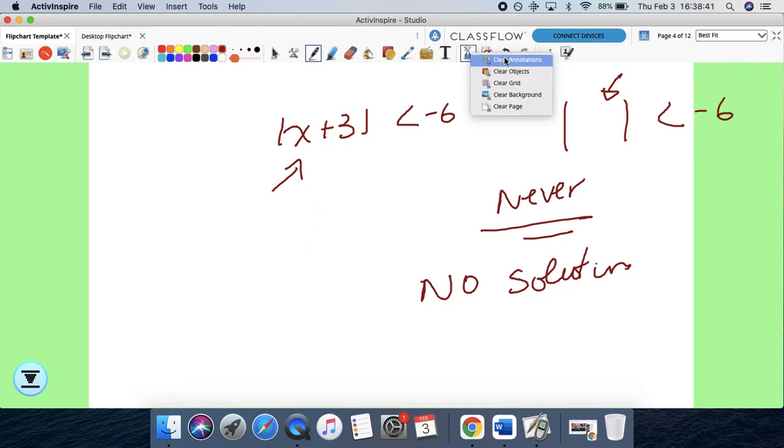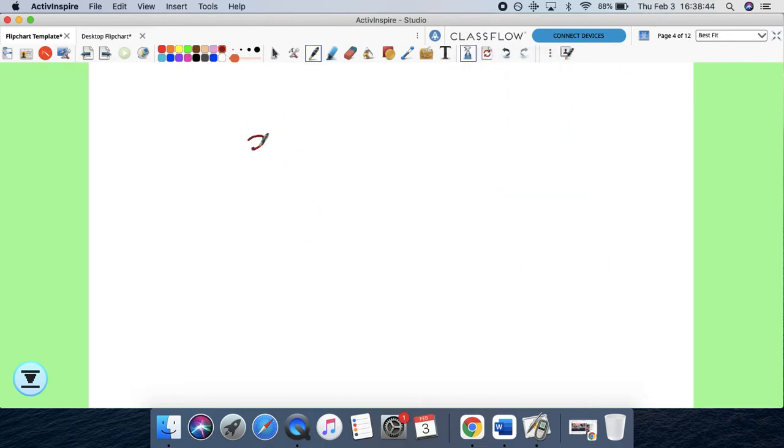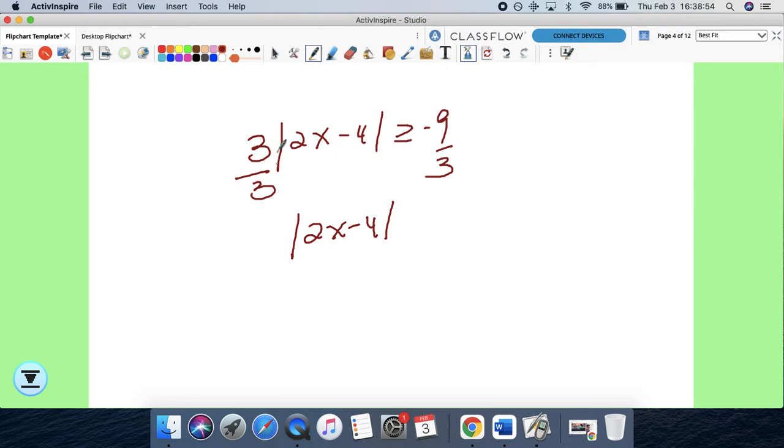Okay, so that was simple. Next, 3 times the absolute value of 2x minus 4 greater than or equal to -9. So remember, let's get rid of the 3, divide by 3, divide by 3. The absolute value of 2x minus 4, right? We got rid of the 3s. It's greater than or equal to -9 divided by 3, which is -3.